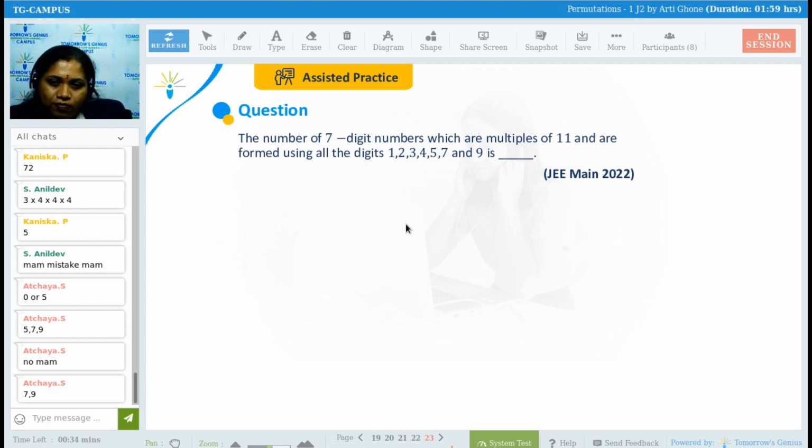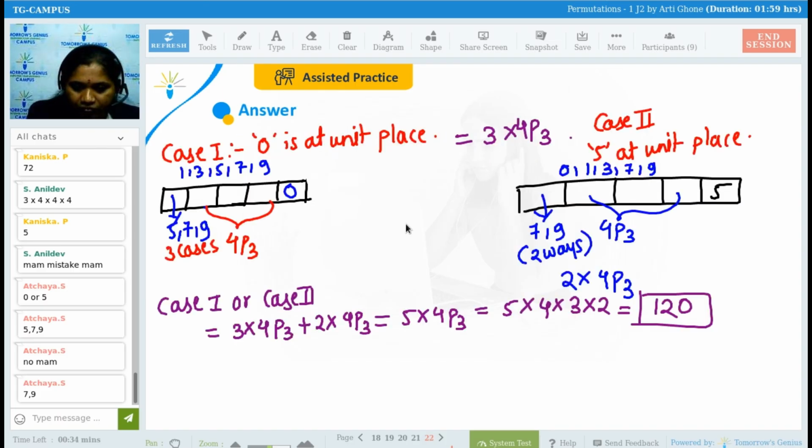Now, the number of 7-digit numbers which are multiples of 11 formed using the digits 1, 2, 3, 4, 5, 7 and 9 is. Now you must know the divisibility test of 11. What is the divisibility test of 11? Anyone? What is the divisibility test of 11?